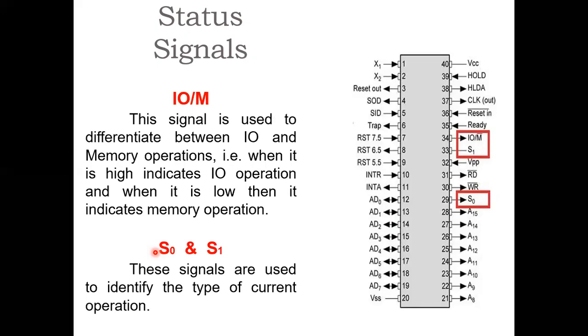When it is high, it indicates an input output operation, and when it is low, it indicates a memory operation. S0 and S1 signals are used to identify the type of current operation. That is, 00 means write, 01 means read, like that we can define. Okay. So we already saw the table in the 8085 architecture.